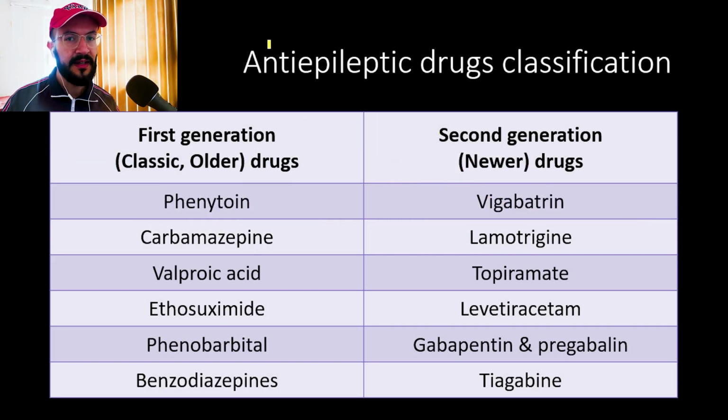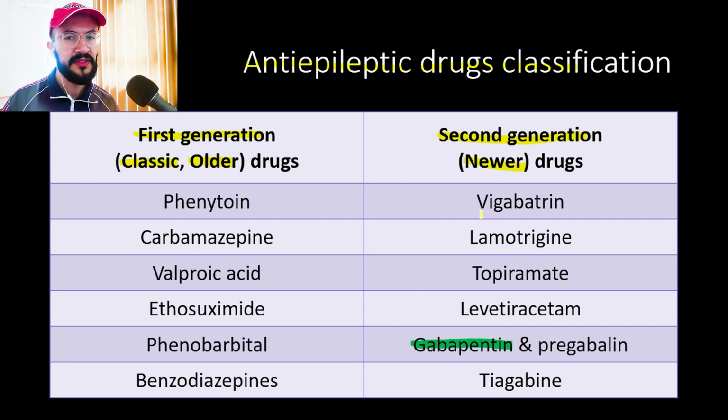Previously, in the CNS Pharmacology Masterclass, we talked about the anti-epileptic drugs classification, and we mentioned we have first-generation anti-epileptic drugs, which are also called the classic or older anti-epileptics. And we also have second-generation anti-epileptic drugs, which are also called the newer anti-epileptics. And Gabapentin is included in the second-generation anti-epileptic drugs.